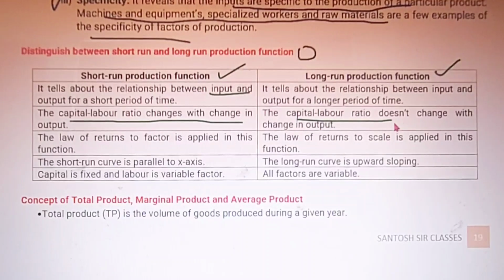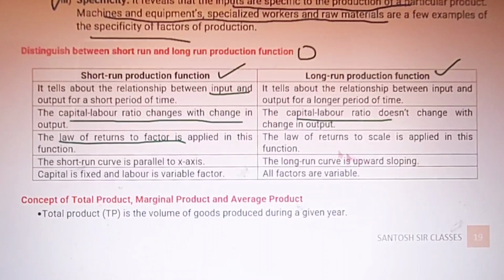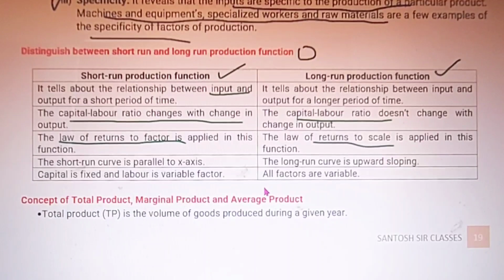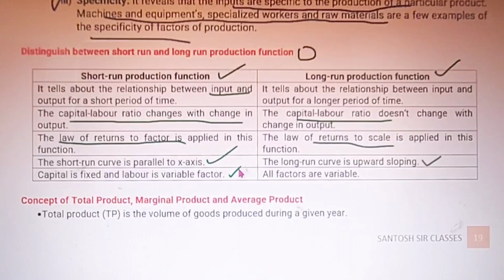because in the long run it is very hard to change the input and output. And the law of returns to factor is applied here, but here the law of returns to scale is applied. And in the short run, the curve is parallel to the x-axis, where it is downward sloping, and here capital is fixed and labor is a variable factor, it changes. But here all factors are variable in the long run.